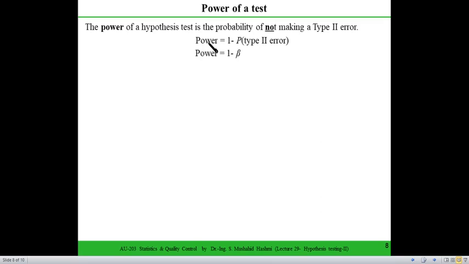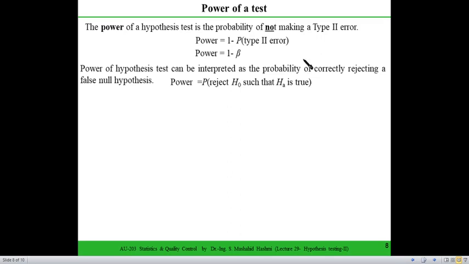So let's say, for example, the probability of making a type 2 error is represented by beta. So power would be equal to 1 minus beta. The power of a hypothesis test can be interpreted as the probability of correctly rejecting a false null hypothesis. So it is actually the complement of the probability of a type 2 error, and we already have seen that a type 2 error means failing to reject H0 when H0 is false. So it would be 1 minus that, the opposite of that.